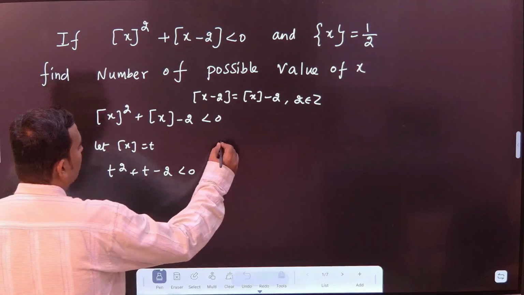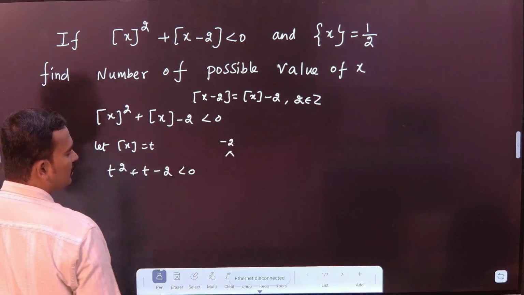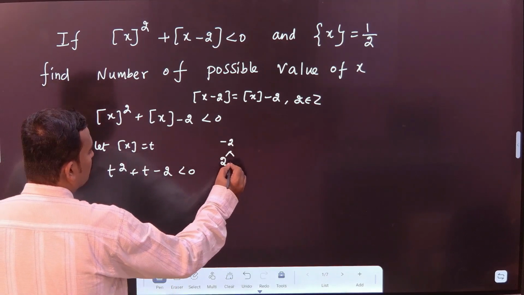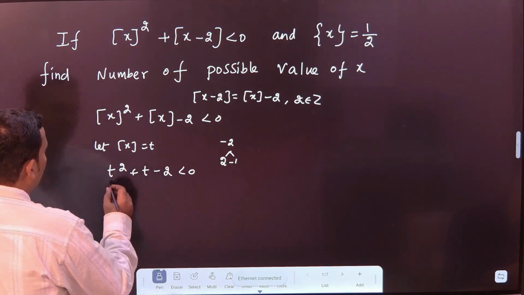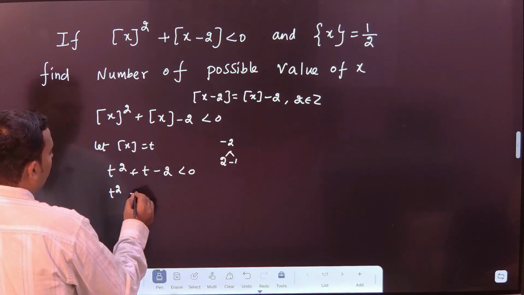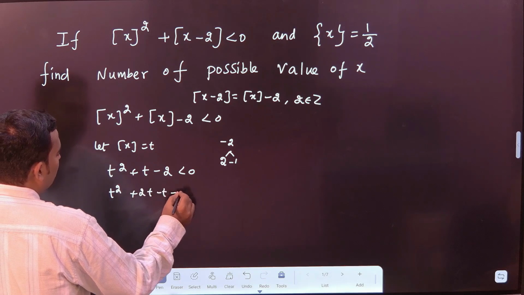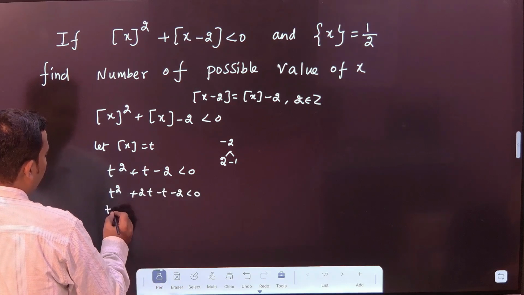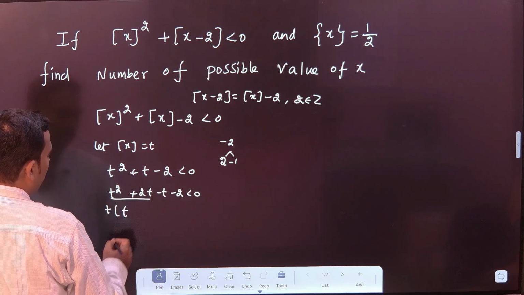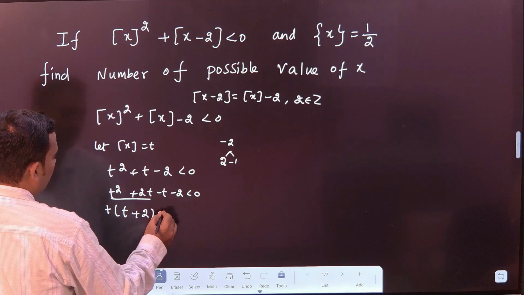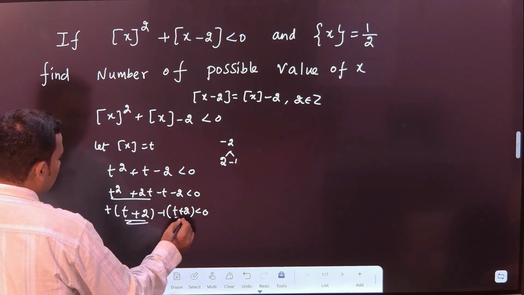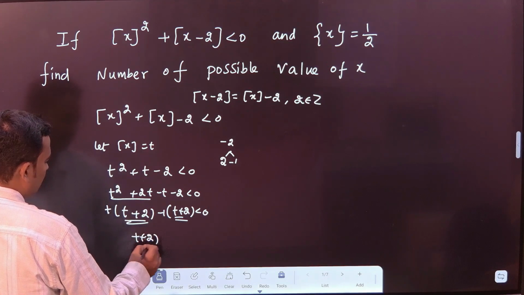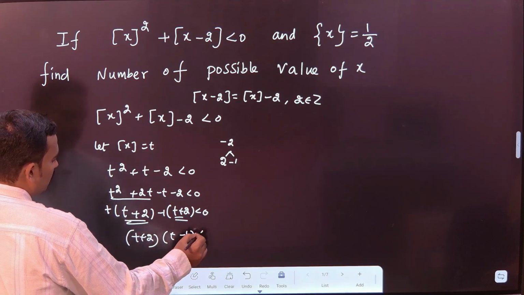Then how to solve this? The product is minus 2, the sum is plus 1. This you can see 2 into minus 1 we can take, 2 minus 1 will be plus 1. So therefore t square plus 2t minus t minus 2 less than 0. If I take the first two terms, t take it out common, t plus 2, minus 1 you take common, t plus 2 less than 0. The whole expression which is common, t plus 2, right? T minus 1 is less than 0.